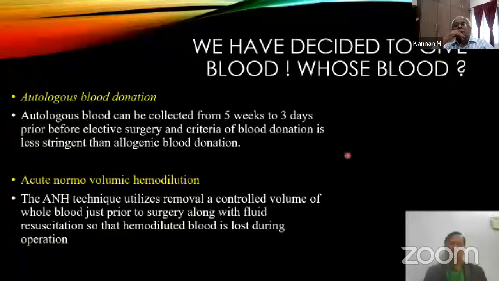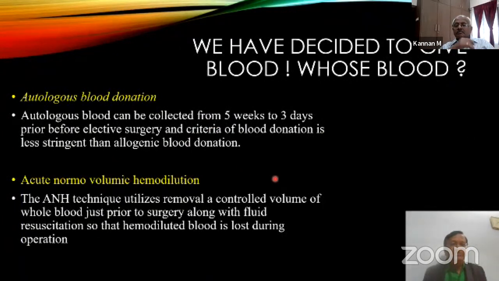Now we have decided to give blood. Yes, this is the patient which needs blood. Autologous blood can be collected from 5 weeks to 3 days before elective surgery. Take the blood from the patient itself some 3 to 4 weeks prior and start giving intravenous iron, folic acid, B12, everything. So this will pick up by 1 gram in 3 weeks. So this will be okay. And then give the blood during the surgery.